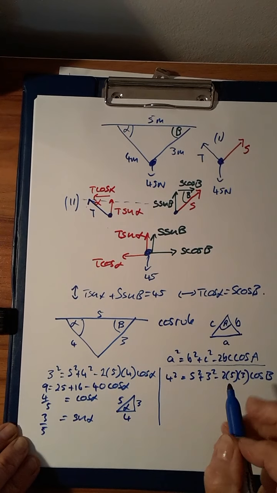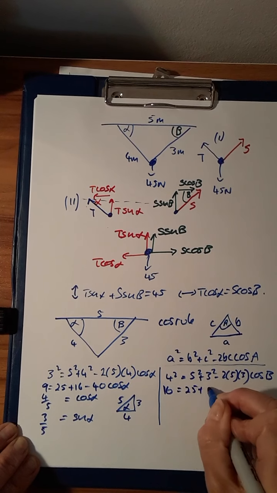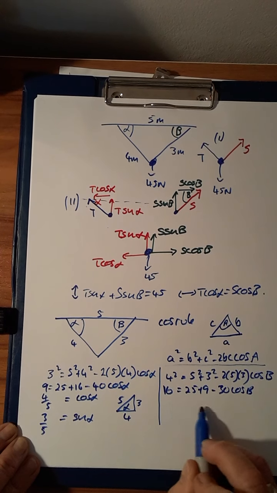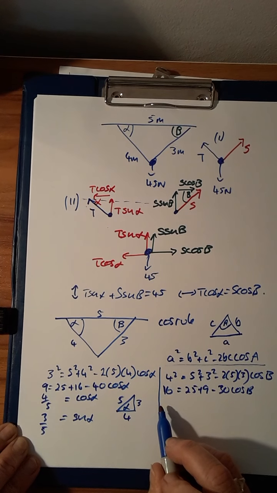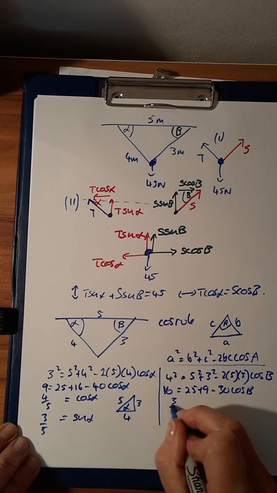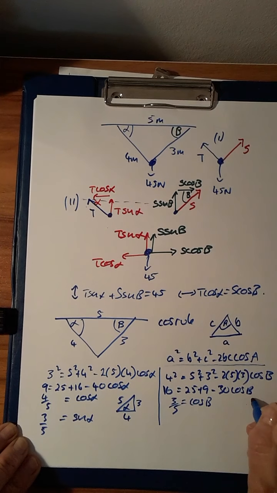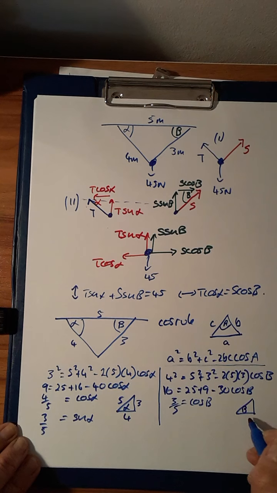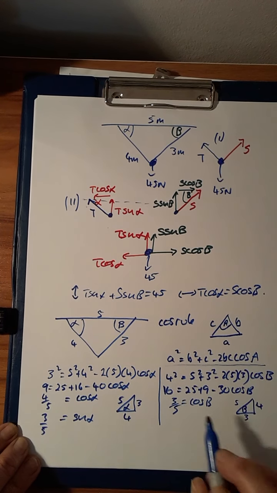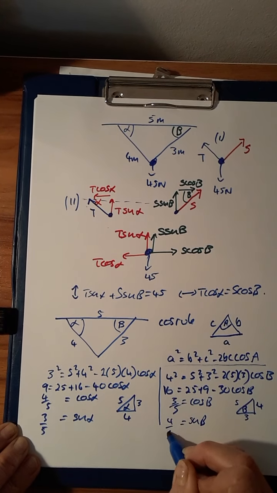If I work this out here, this becomes 16 is equal to 25 plus 9 minus 30 times the cos of beta. So when I'm bringing over these numbers here, that will give me minus 18 equals 30 minus 30 cos beta. So this will become 3/5 is equal to the cos of beta when I work that out. And of course, if I apply the same idea here, if the cos is 3/5, then using Pythagoras, this side here has to be 4. So if the cos of beta is 3/5, the sine of beta is 4/5.